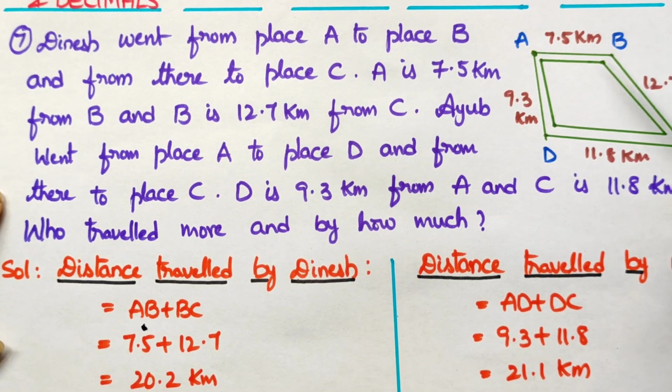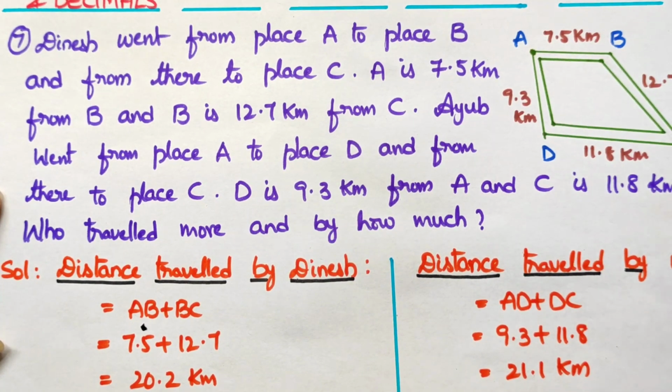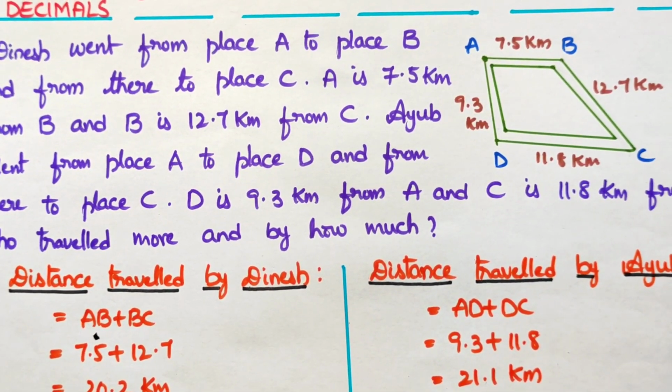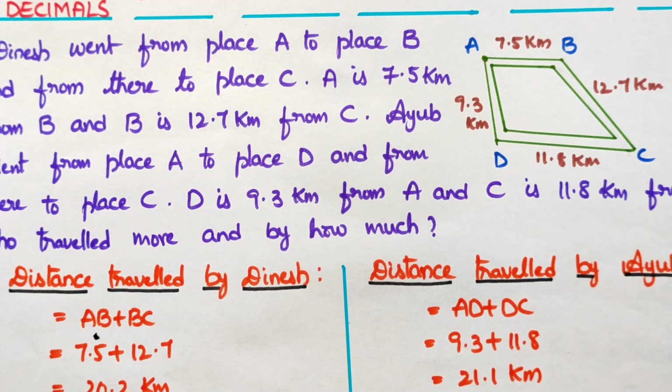Now D is, that means place D is 9.3 km from A. More clearly, the distance between A and D is 9.3 km, and C is 11.8 km from D. See here, C is 11.8 km from D. More clearly, the distance between D and C is 11.8 km.